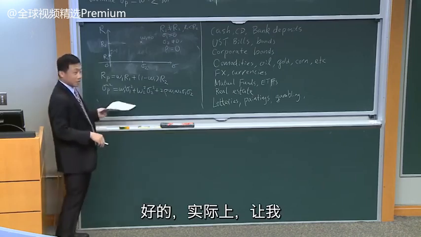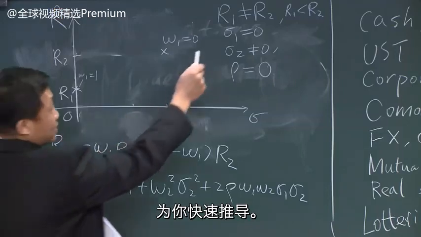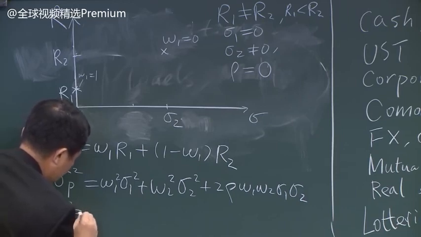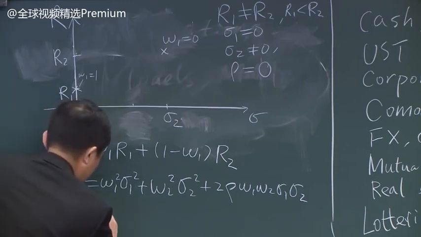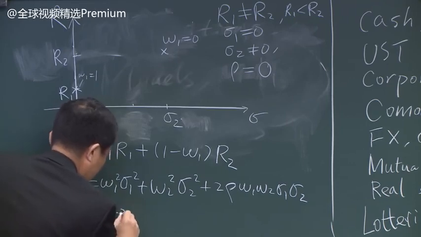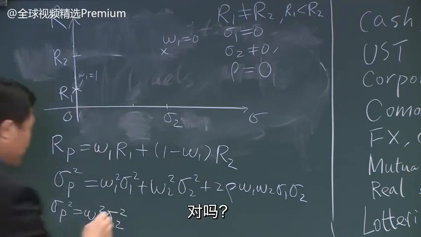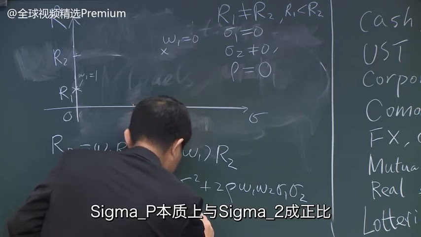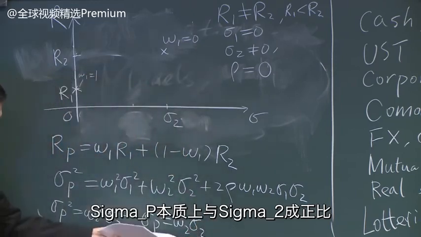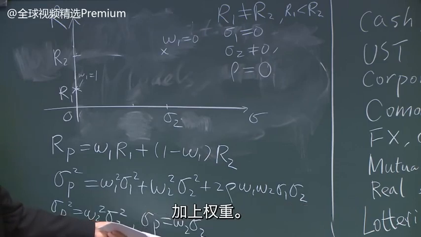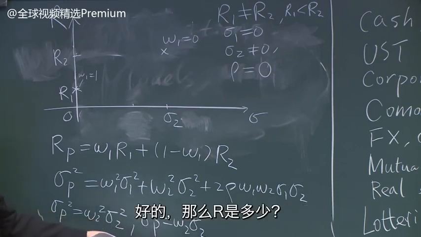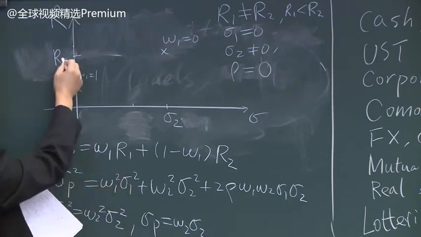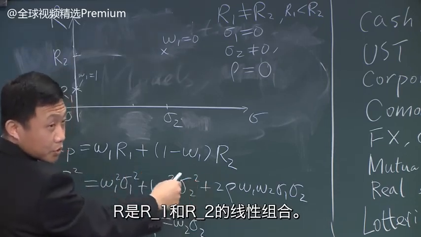Okay, this actually, let me just derive very quickly for you, right? Sigma 1 equal to 0, rho equal to 0. What's sigma p? And sigma p is essentially proportional to sigma 2 with the weighting. Okay. And what's R? R is a linear combination of R1 and R2.